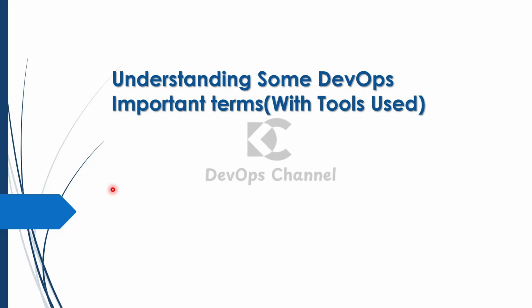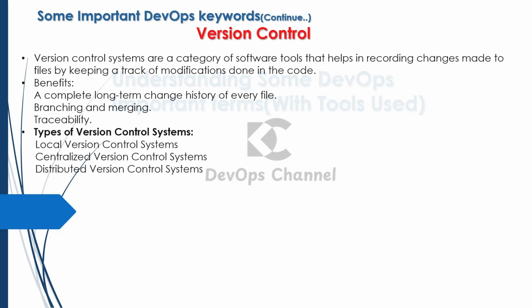Hi friends. So in the previous lectures, we have seen about the 7 C's in DevOps. Now let's move ahead and see some important terms like CI/CD pipeline, build automation, and version control in the next sections. And also we'll learn about the tools used with them, right? So let's move ahead with version control.